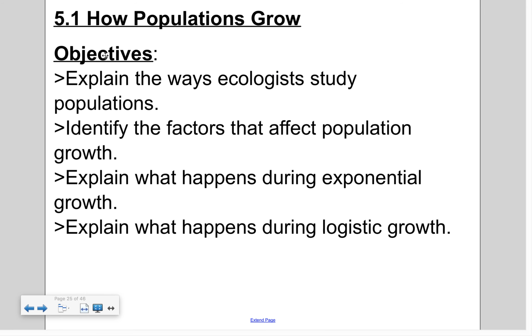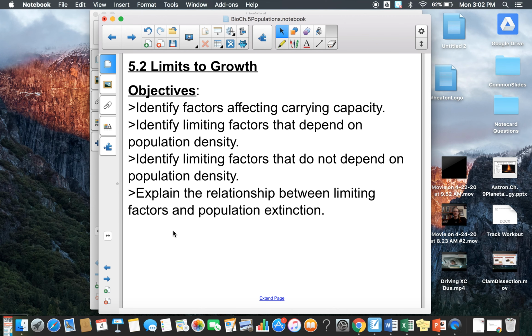So that does it for 5.1, How Populations Grow. Today I discussed exponential growth, J-shaped curves, and then logistic growths, S-shaped curves, and carrying capacity. So tomorrow we'll pick it up with limits to growth. We'll talk about density-dependent factors and density-independent factors.